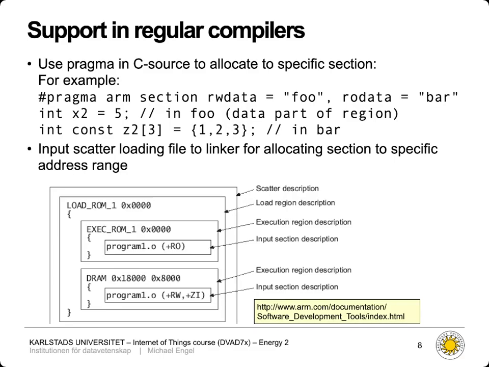So for example, int x2 equals 5. Well, it's a regular int variable, so it's a read-write variable. This ends up in a section we call foo, so the data part of that region. Whereas if we have a constant, like the second declaration here, int const z2 of 3 equals 1 to 3, this would end up in a different section called bar.